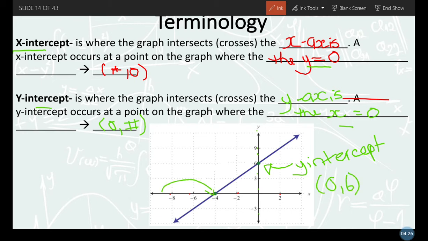This point right here is crossing the x-axis at -4. So that's the x-intercept, which is occurring at (-4, 0).